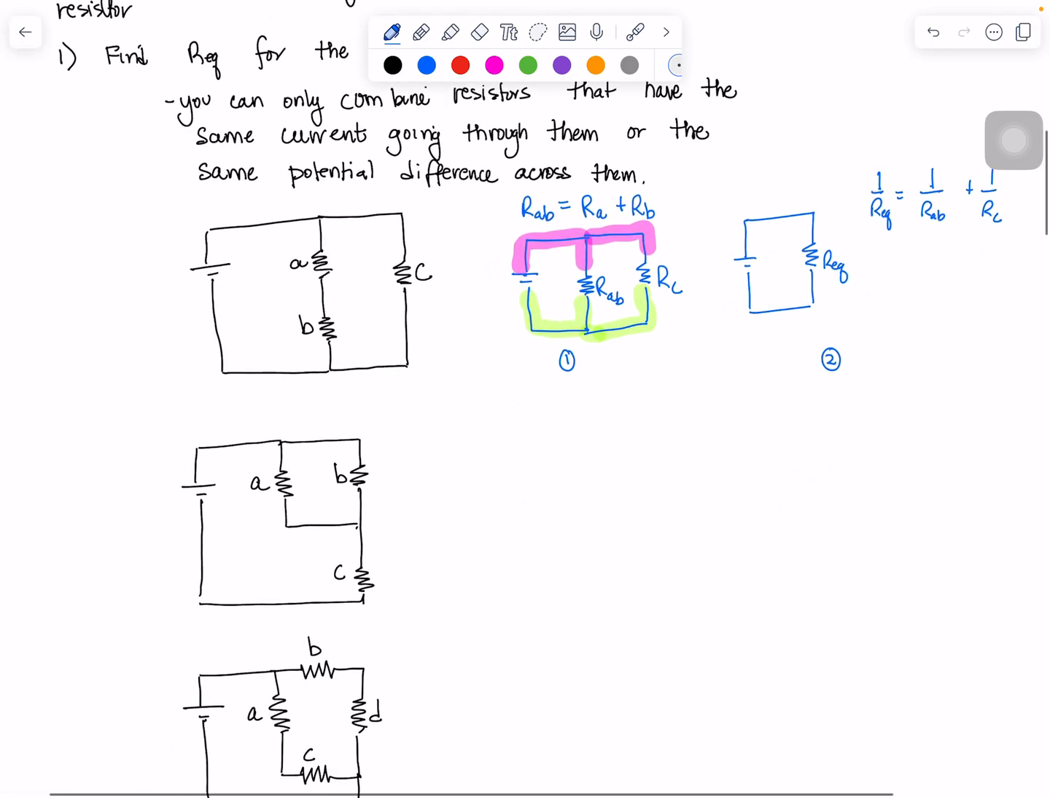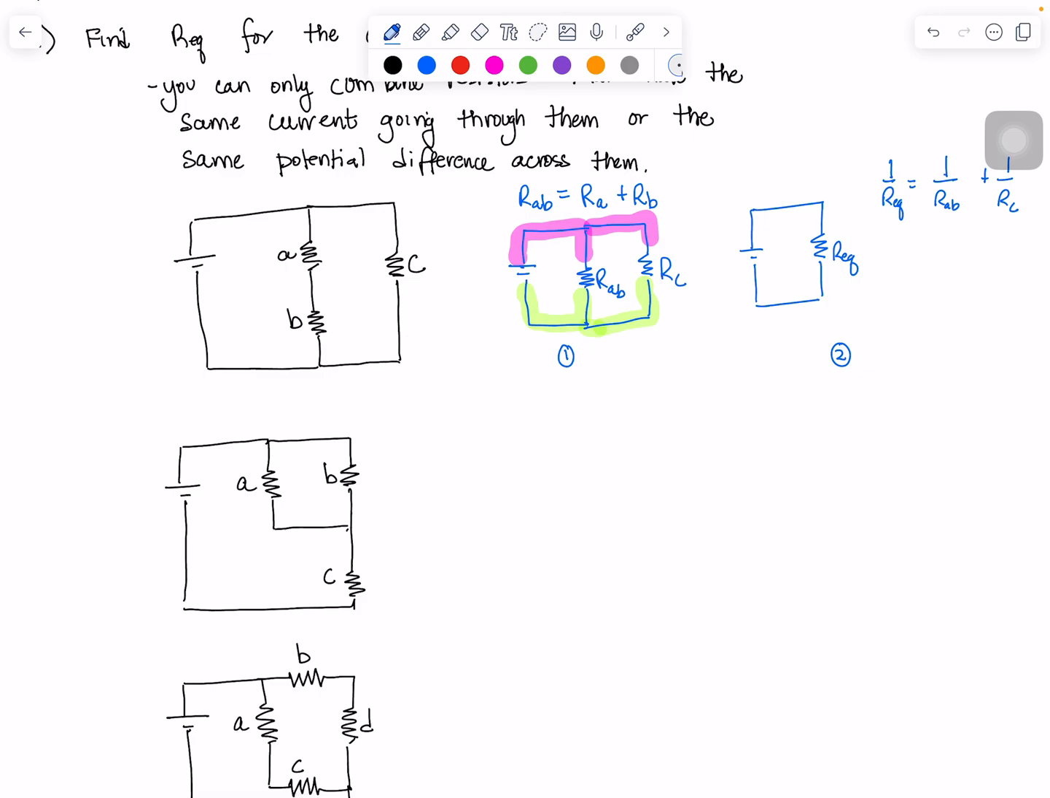All right, next circuit. Which resistors do I combine first? The resistors I'm going to combine first are RA and RB because they have the same potential. How do I know? Again, we're going to use our coloring trick. So this is all red, and I know this is all blue, and in between I have yellow, orange, or green. It doesn't matter which. I can see my potential across A is red to yellow, and my potential across B is red to yellow. So they have the same potential.